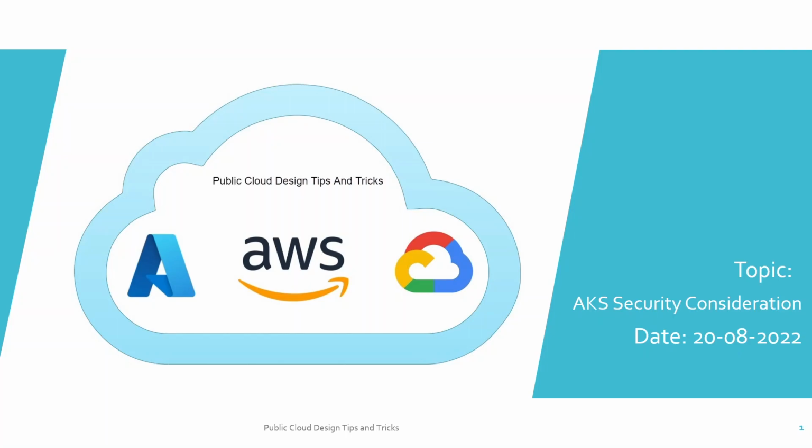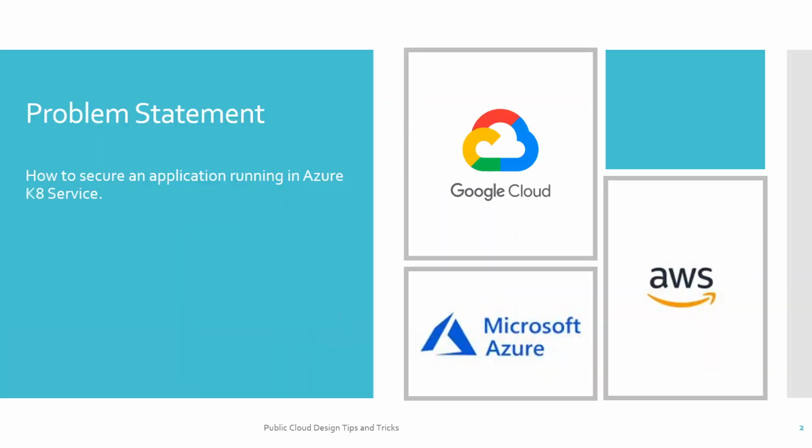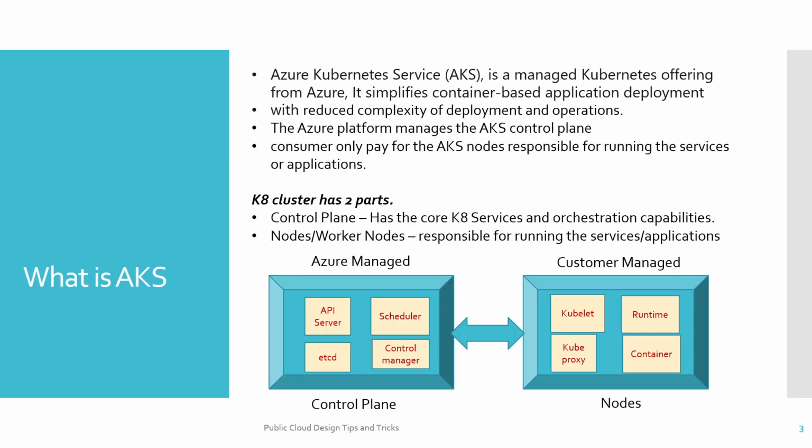Today's topic is AKS security considerations. It's a little bit of a complex topic, but I'll try to cover the basic high-level view of how it works. What is the problem statement? The problem statement is how to secure an application running in Azure Kubernetes Service. Now, before we jump into the security aspects, let's discuss a little bit about what Azure Kubernetes Service is.